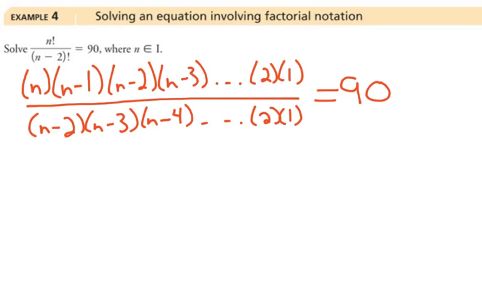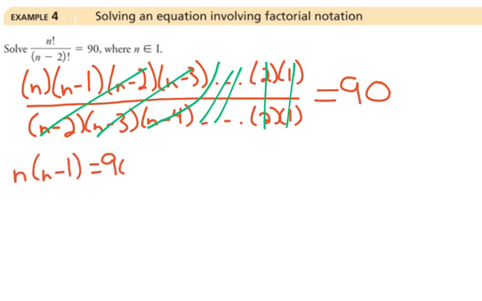Looking to cancel what we can, we have factors of n minus 2, n minus 3, n minus 4. Yes, it is there in that omitted section. Everything else in the omitted section, the 2, the 1. Simplifies this down to n times n minus 1 equals 90.